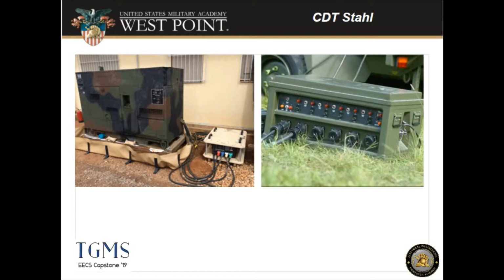I had a class in power with Colonel Shea, and she briefed a lesson on tactical generators. She talked about a power distribution unit and explained to me after class that our TGMS only needed to connect in parallel between the generator and the power distribution unit. She also recommended that we use a Class L MIL-DTL-22992 connector part.